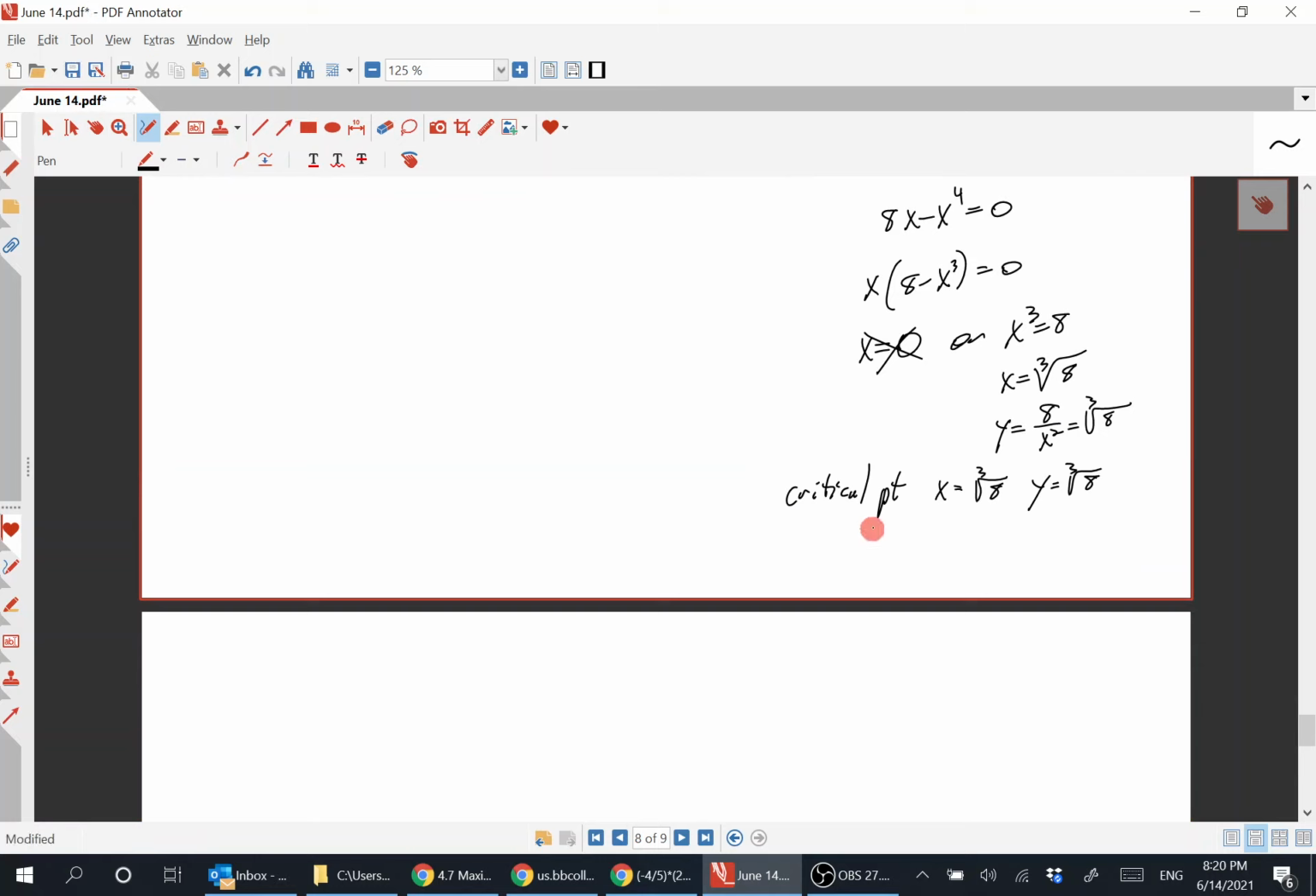Right, and the minimum must occur here. So the dimensions are x equal to the 3rd root of 8, y equal to the 3rd root of 8, z equal to 4 over 8 to the 2/3.